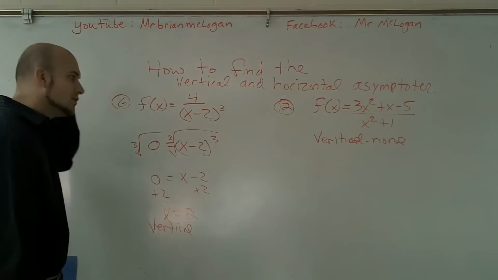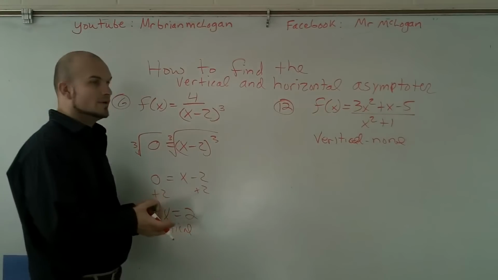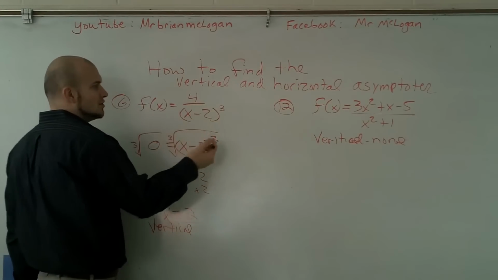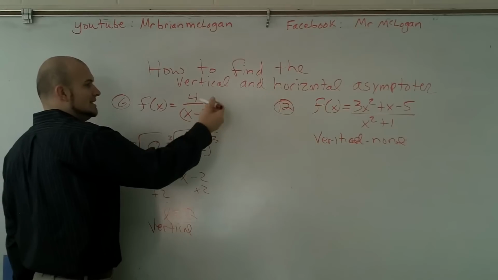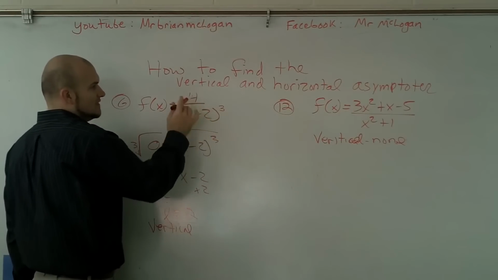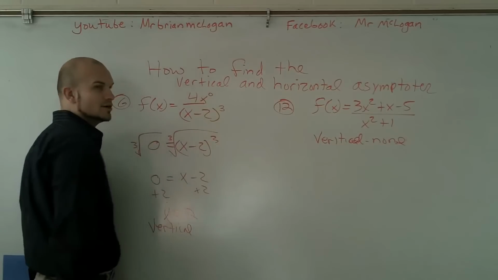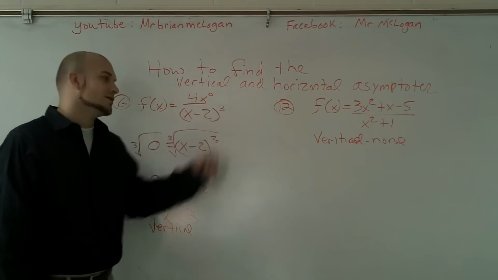And now to go ahead and find the horizontal asymptote. Remember the horizontal asymptote, what we need to do is look at the exponents of your leading coefficient, the degrees. Here you can pretty much write x to the 0, because there's nothing written there, so it's x to 0.